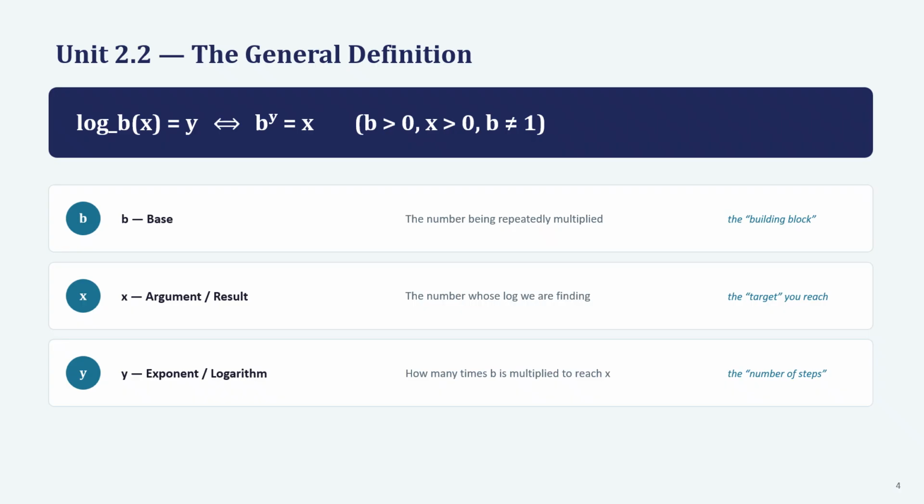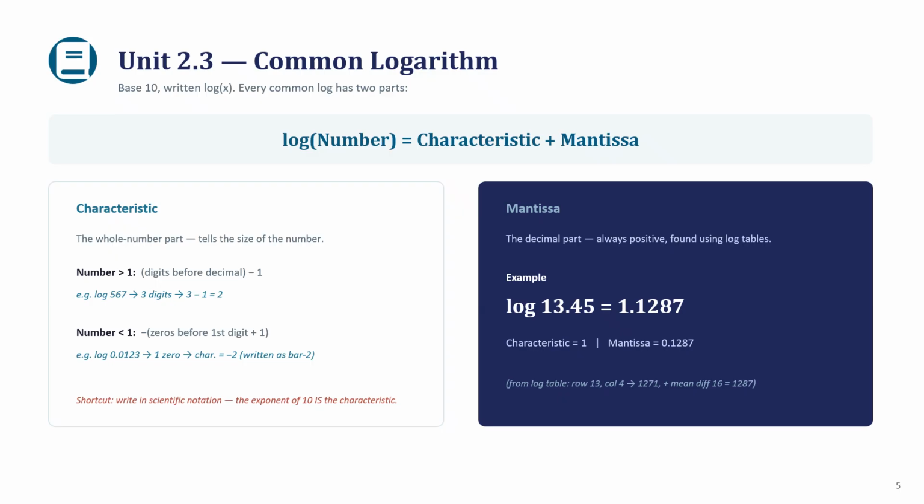Just remember three golden rules. The base b must always be greater than 0. It can never equal 1. And the argument x must always be positive. A common logarithm is simply a log with a base of 10. In writing, we usually just write it as log of x without showing the base.